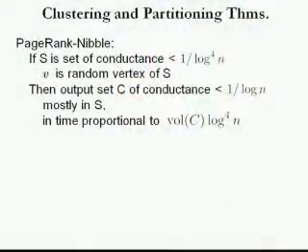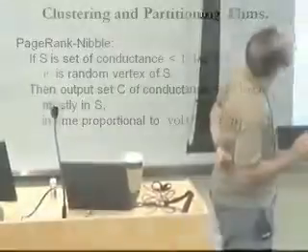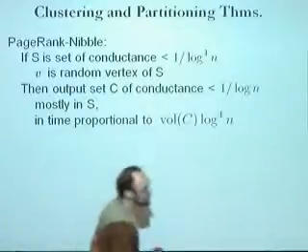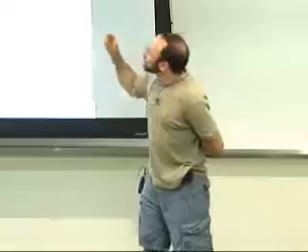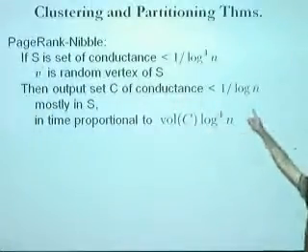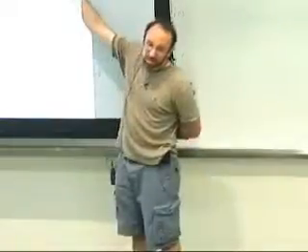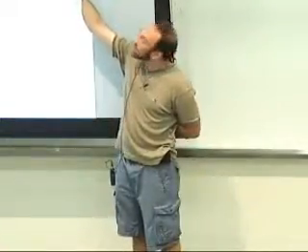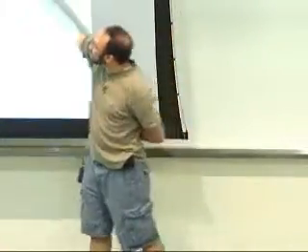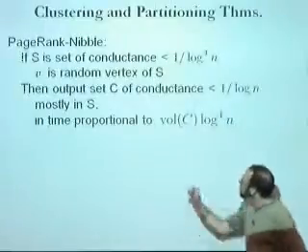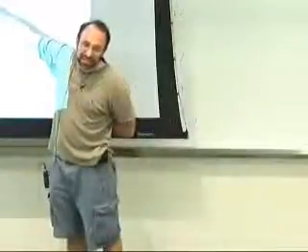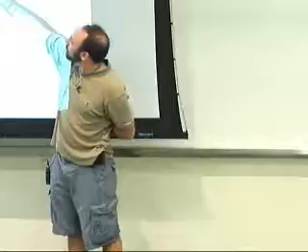They prove some theorems for it. I'll give you a rough idea. There are many parameters in these theorems. So one of them is this: if there is a set S of conductance less than 1 over log to the 4th n, and you start at a random vertex of that set, then you probably output a set C with small conductance, 1 over log n, let's say. The nice thing is the set C mostly lives in S, and you do it in time proportional to the volume of that set, times log to the 4th n.